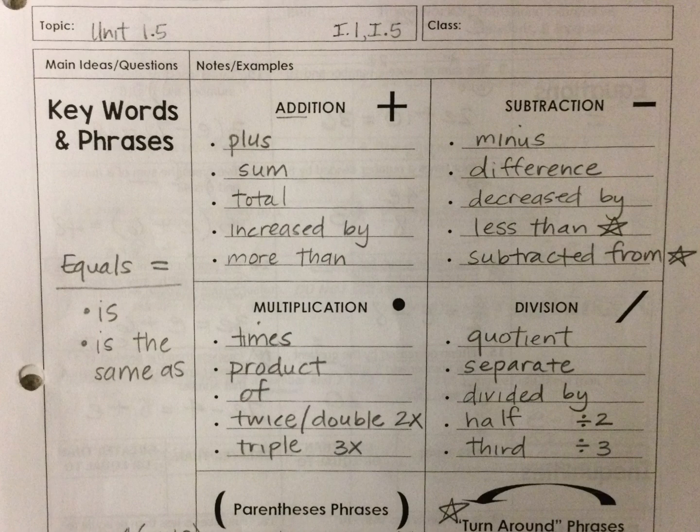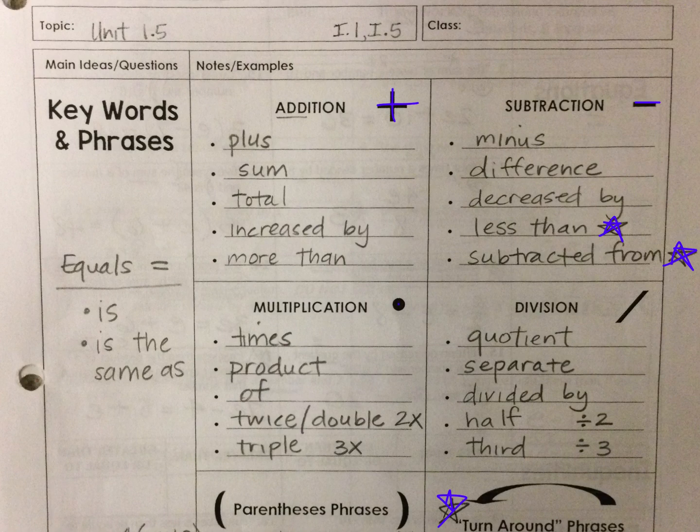Whenever you see the word plus, sum, total, increased by, or more than, it always means it's talking about addition. For subtraction, we have minus, difference, decreased by, less than, and subtracted from. Less than and subtracted from are what we call turnaround phrases, and we'll talk about them down below.